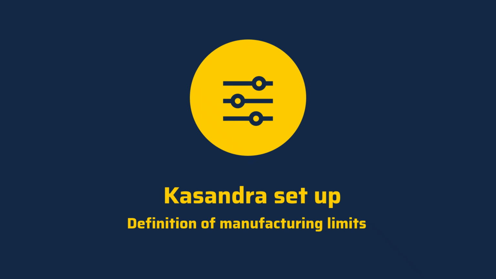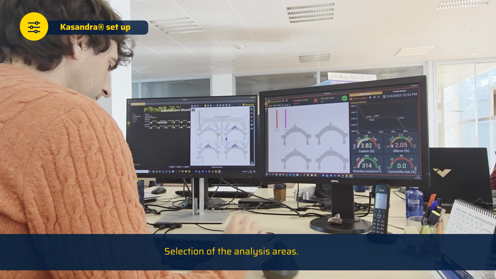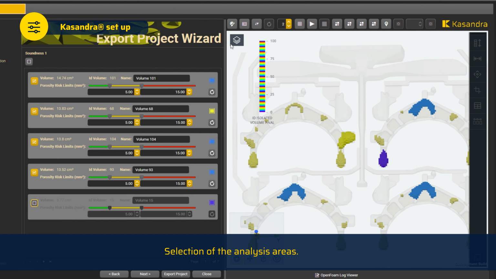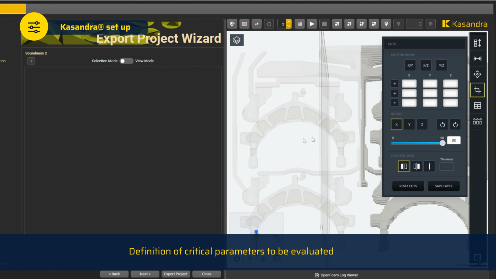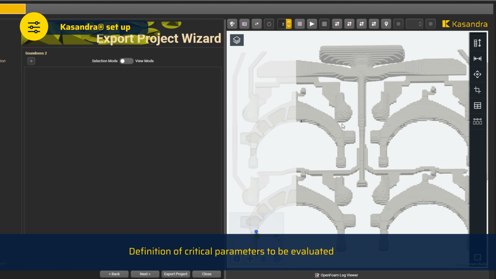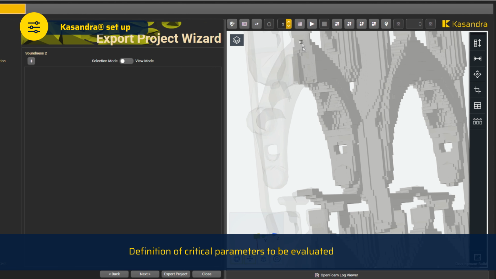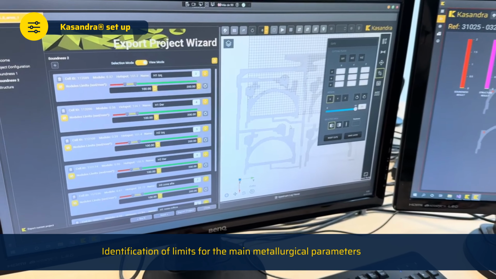Stage 2. Definition of manufacturing limits. Through Kasandra's configuration, analysis areas are defined by mesh sections and the selection of critical parameters. To evaluate internal soundness and structure, limits are set for key metallurgical parameters such as nodule count, eutectic temperature, solidus temperature, and final nucleation.